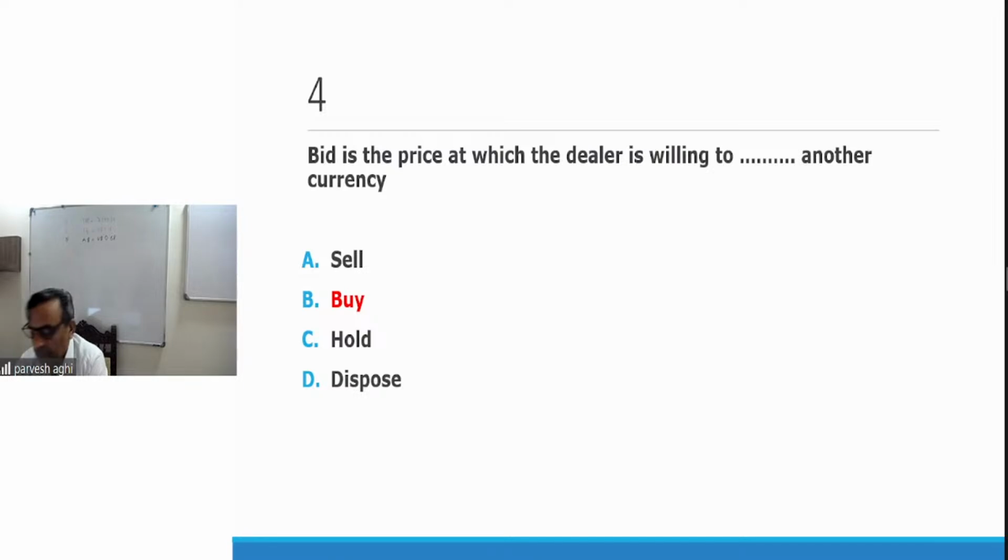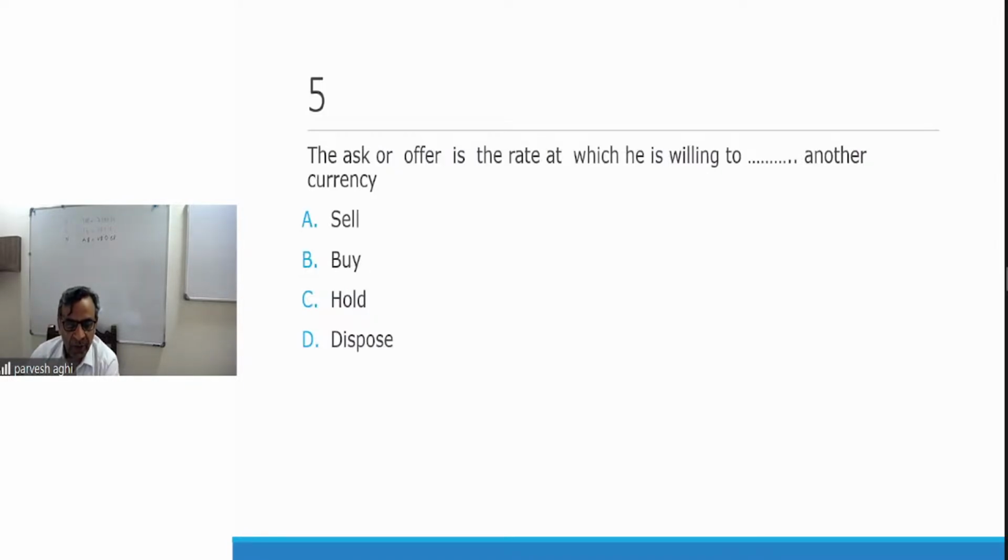Okay, fine. So the fifth one, the ask or offer is the rate at which he's willing to sell another currency. So he means the dealer.